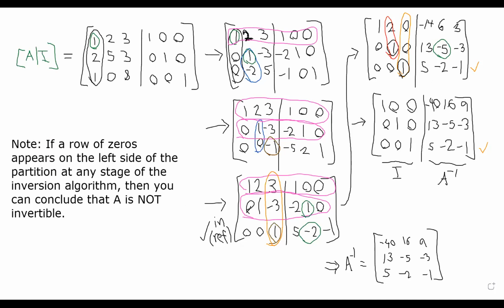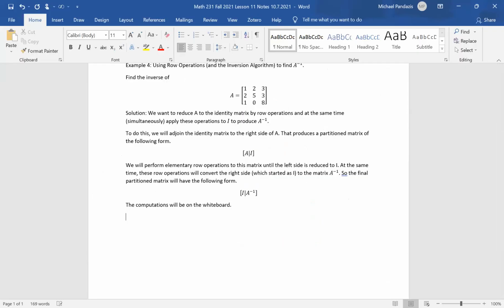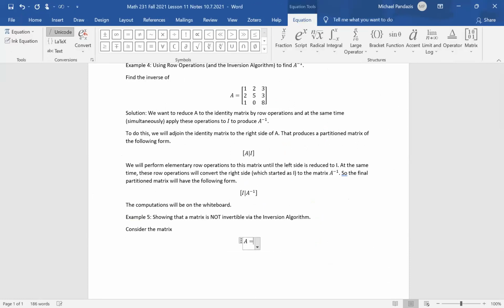Okay, so let's see an example of when you're applying the inversion algorithm to a matrix that's not invertible. And so what will happen is that it will show you that it is not invertible. There will be a row of zeros. So example 5 is showing that a matrix is not invertible via the inversion algorithm. So consider the matrix A, which is going to be a 3 by 3 matrix also.